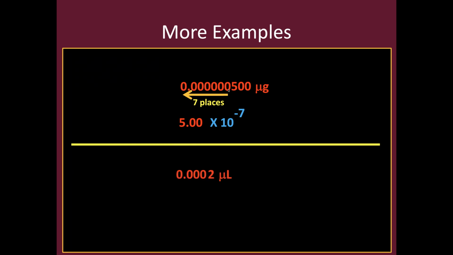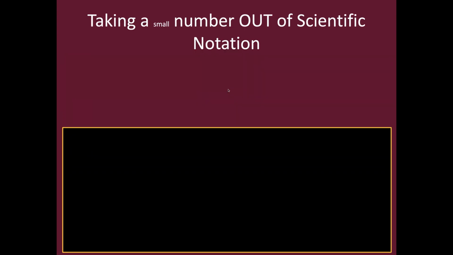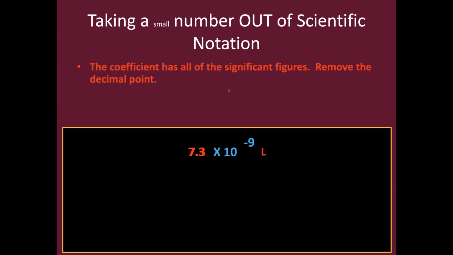Okay, how about this? 0.002 microliters. So we pull out the one and only significant figure. All right. And then there's 4 place-holding zeros before that, and therefore times 10 to the -4th. And if you want to take these small numbers out of scientific notation, that's easy. So we take the significant figures, pull them out, and remove the decimal point.